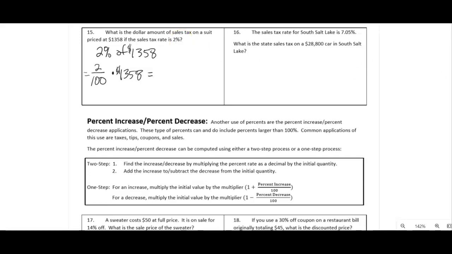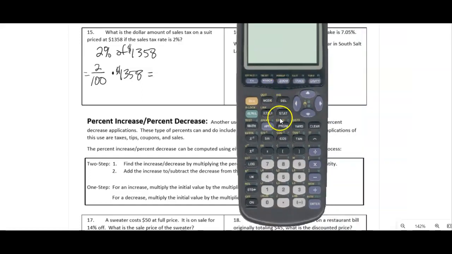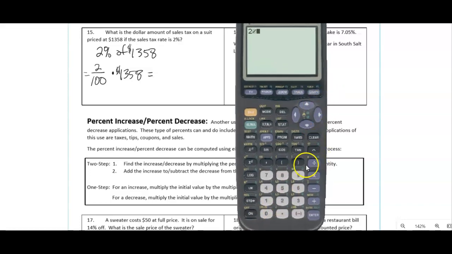Now if we go to our calculator, we would get 2 divided by 100 times 1,358. It's $27.16. Now, if you're dealing with money, you don't always get rounding rules. However, you should always round to the nearest penny or cent or hundredths, 2 decimal places. So this is perfect, $27.16.